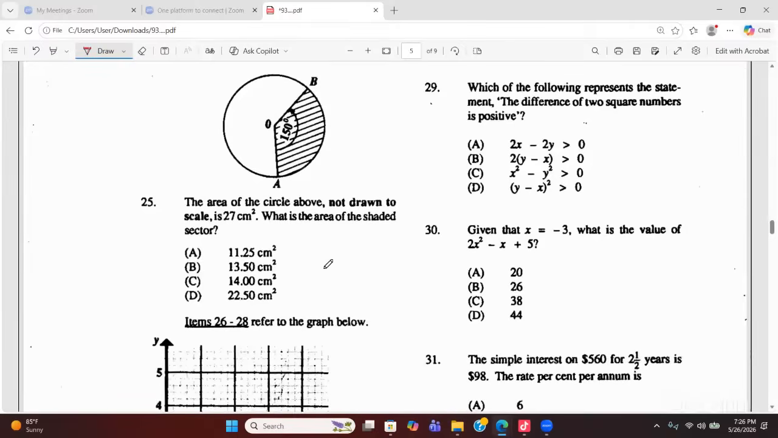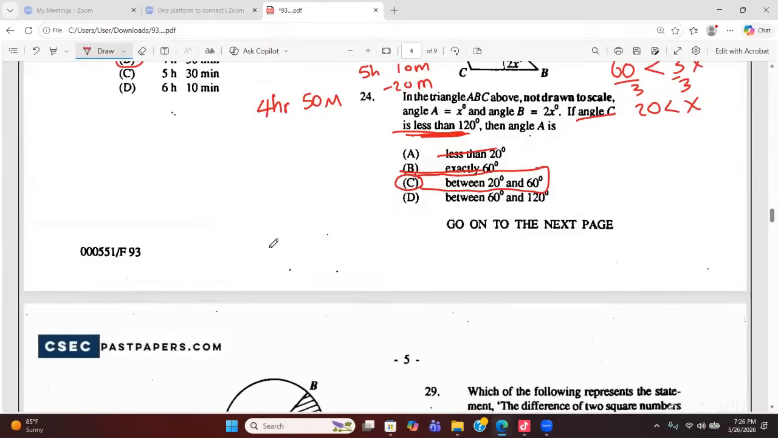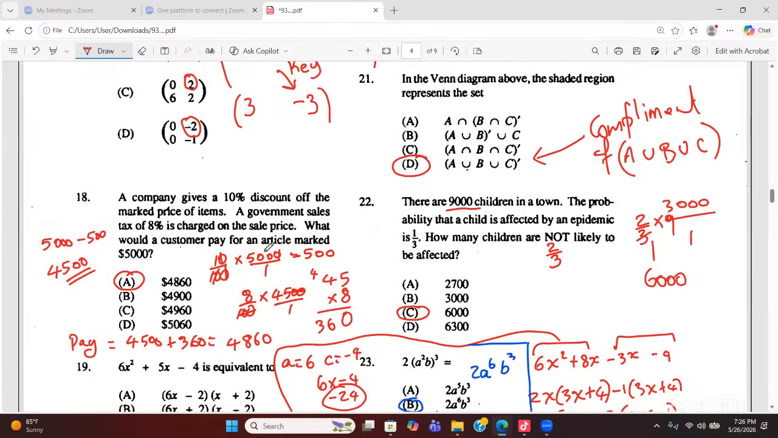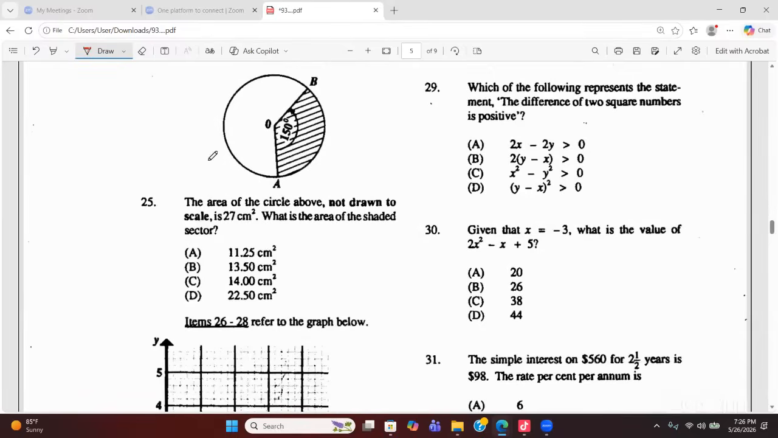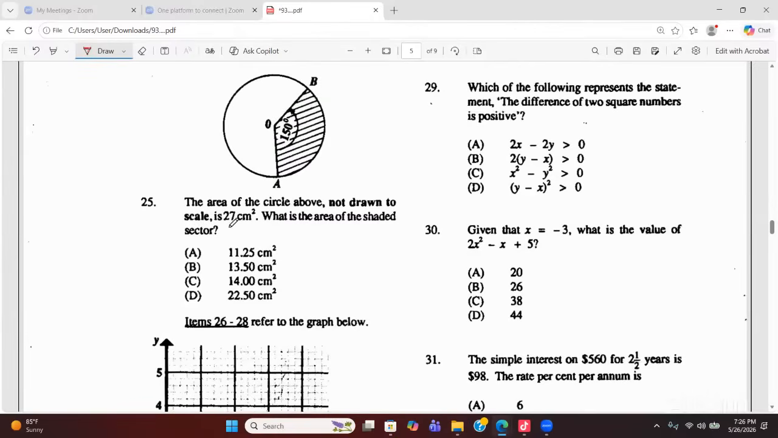So number 25 here says, the circle. Did I miss any question though? Not really. Okay. All right. So it says here, the area of the circle above, not drawn to scale, is 27. So we know the area of the whole circle is 27. What is the area of the shaded?